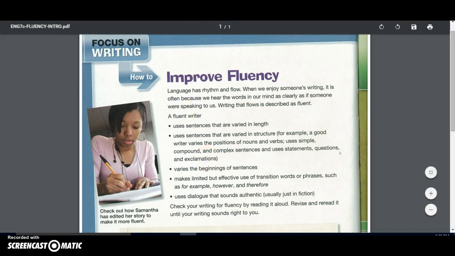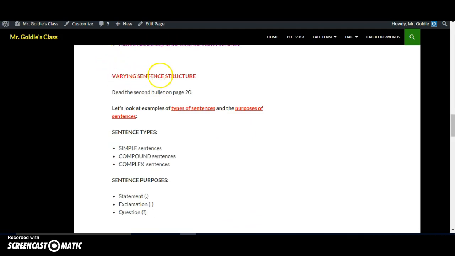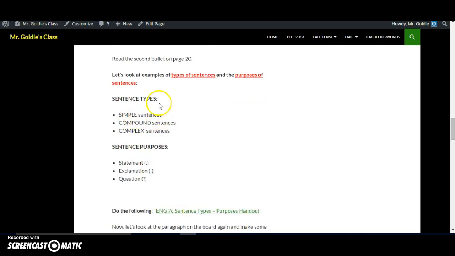So let's go back to the home page and check out this strategy in more detail. Varying sentence structure is another strategy to make your writing more fluent or make it flow nicer. Let's look at examples of types of sentences and what I call the purposes of sentences. These are three types of sentences, and these are their purposes. The three types of sentences are simple, compound, and complex. We'll look at these in more detail later. Sentence purpose. What is the purpose of a sentence?